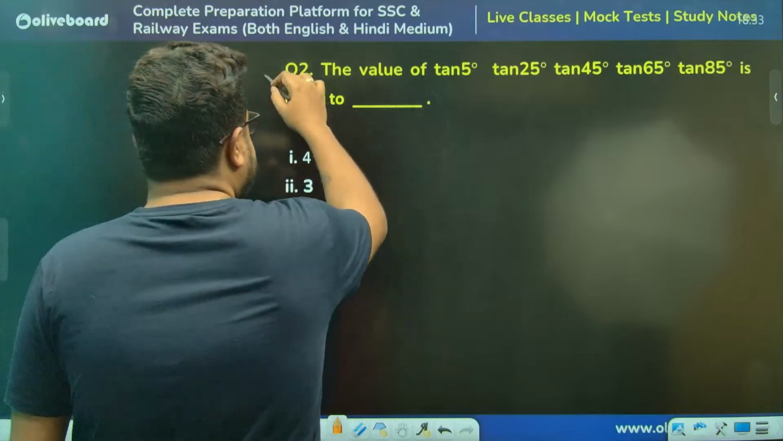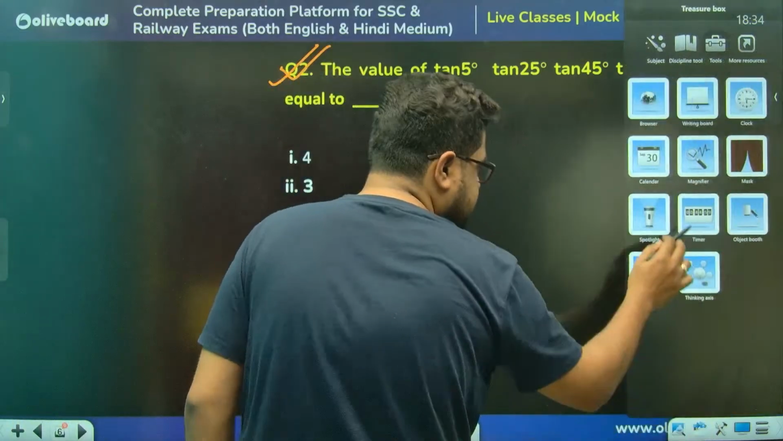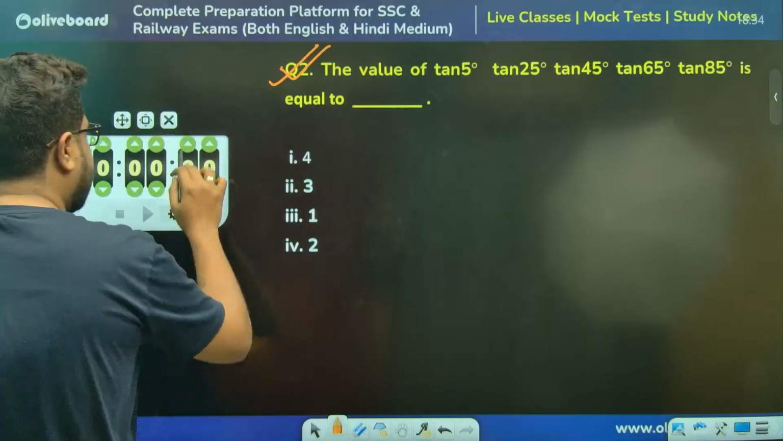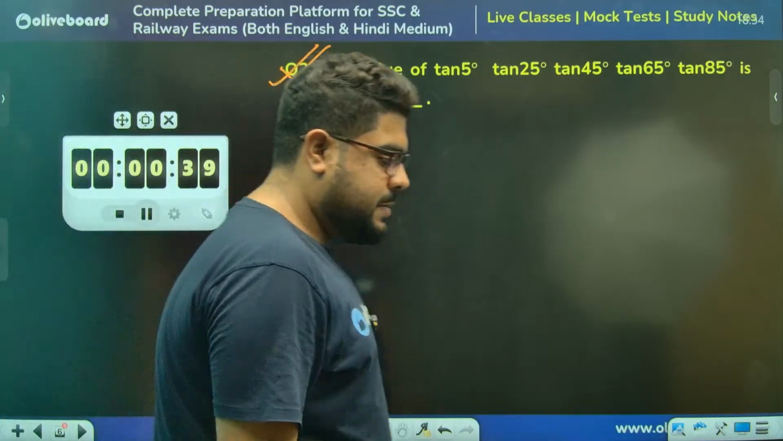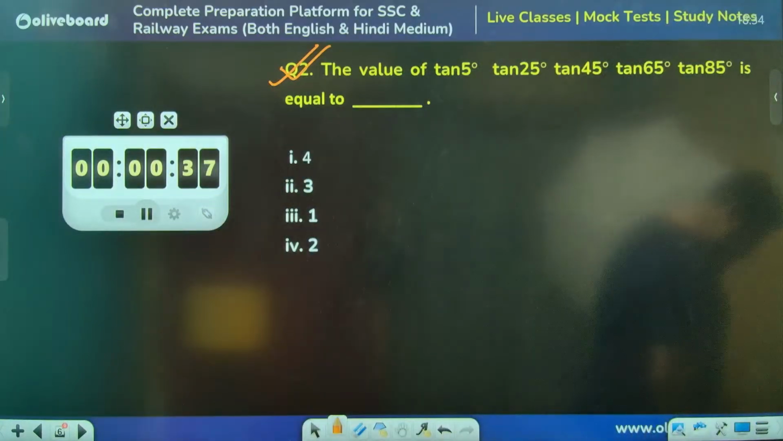Now, next one. Let's solve this. I'll give you 40 seconds. Please solve. 40 seconds starts now. Solve this very quickly. It is a very simple question. It should not even take you 30 seconds. Tell me the answer quickly.